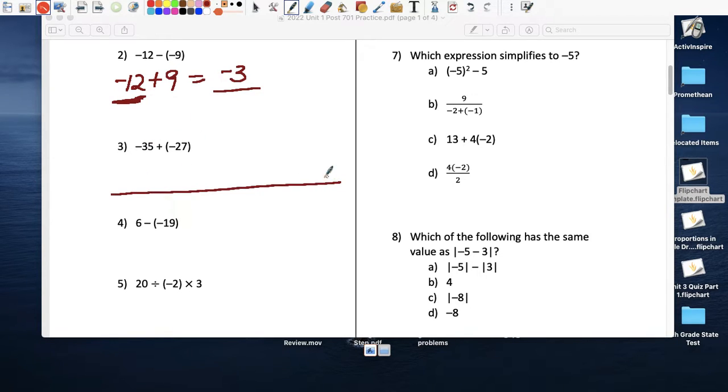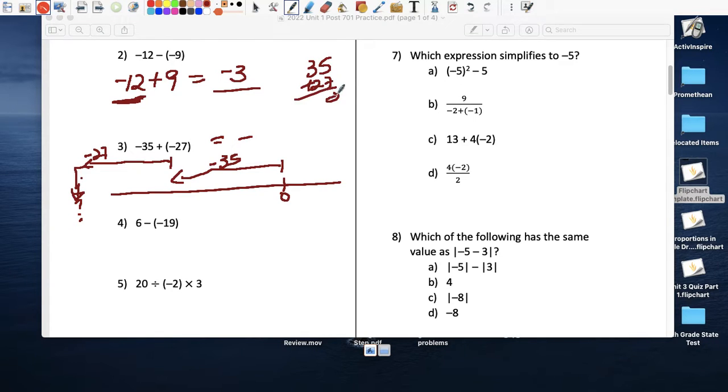Now I'm going to draw a number line. Here's 0. First we go left, right, because it's negative, so we're going to go negative 35, and then we're going to add a negative, so we're going to go even further left. We're going to take another negative 27 units to the left. Where are we? So how far left would we go? Well, we're in negative territory, so 35 plus 27, 62, sorry. So we are at negative 62.